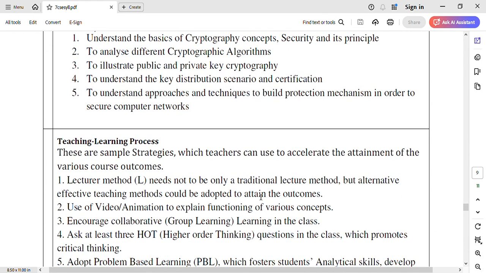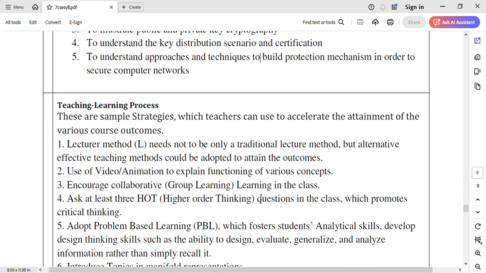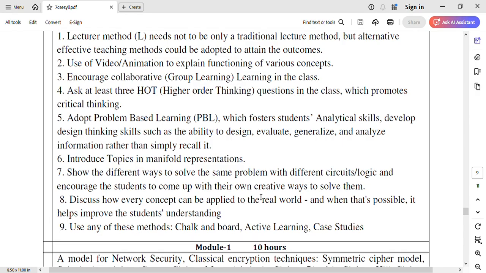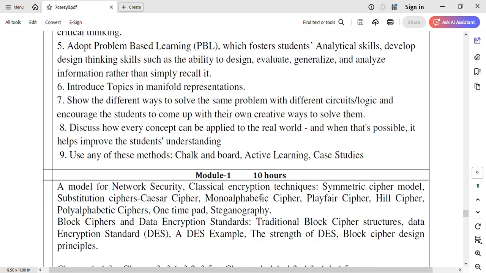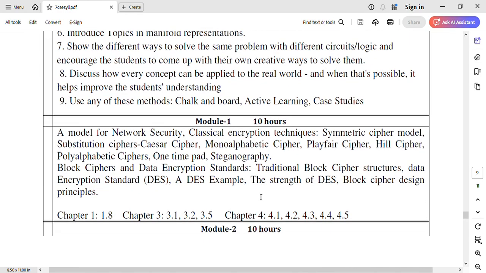So we can use any one of the teaching methods. Either we are going to use chalk and board, or maybe presentation, or maybe video, or maybe group learning, or maybe problem based learning, or we can introduce some case studies. Any one of the methods we can use under cryptography and network security.